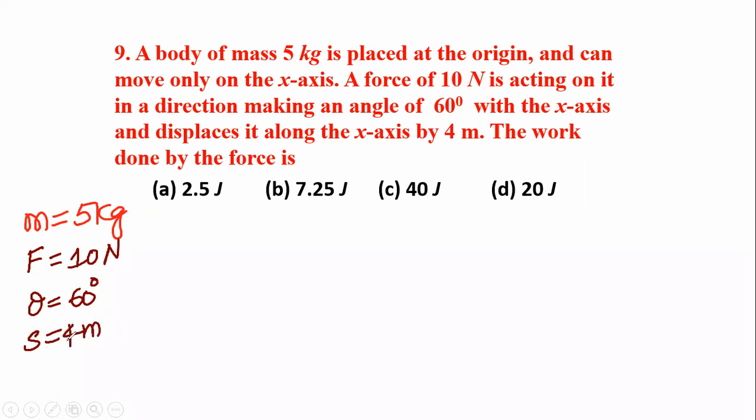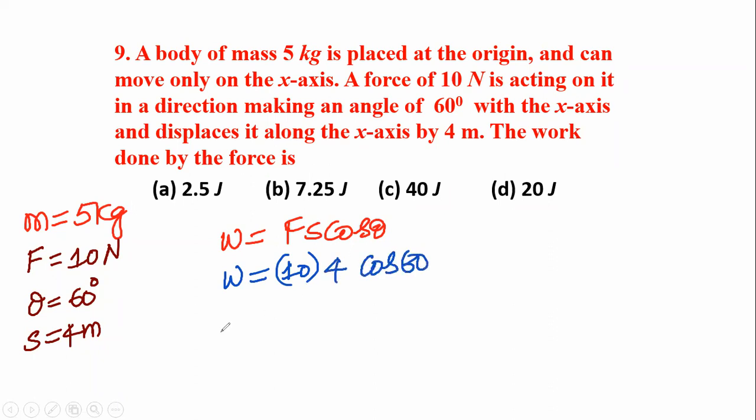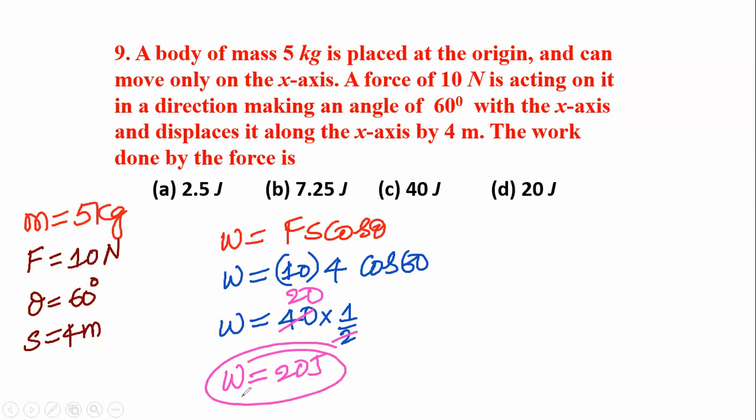Then they ask to calculate the work done by the force. The work done by the force is nothing but Fs cos theta. W is equal to F, taken as 10 newtons, times s, 4 meters, times cos 60. Therefore, W is 10 into 4, 40, into cos 60, which is 1 by 2. The 2 cancels in 40. Therefore, the work done W is equal to 20 joules.